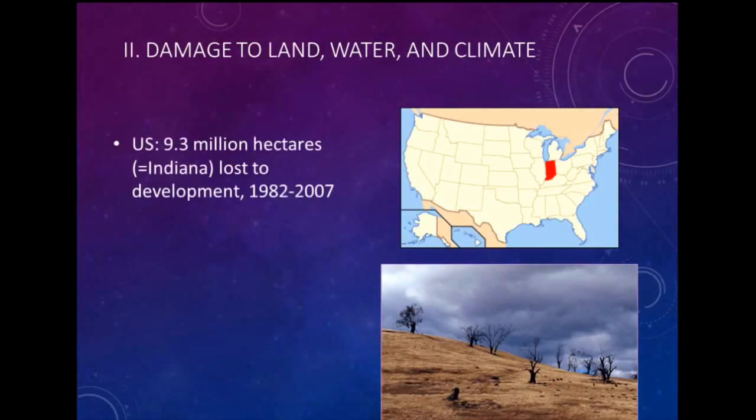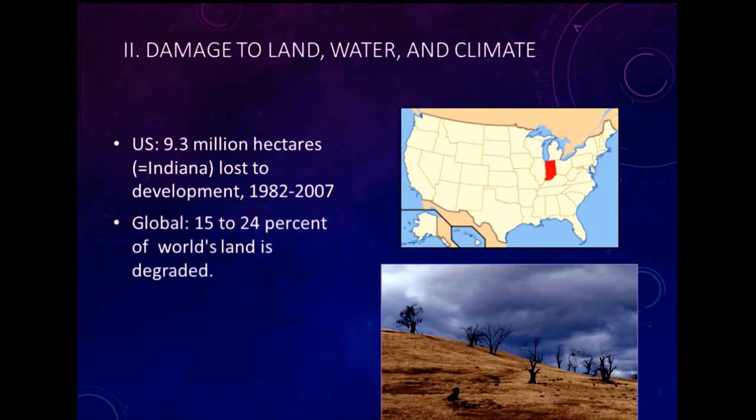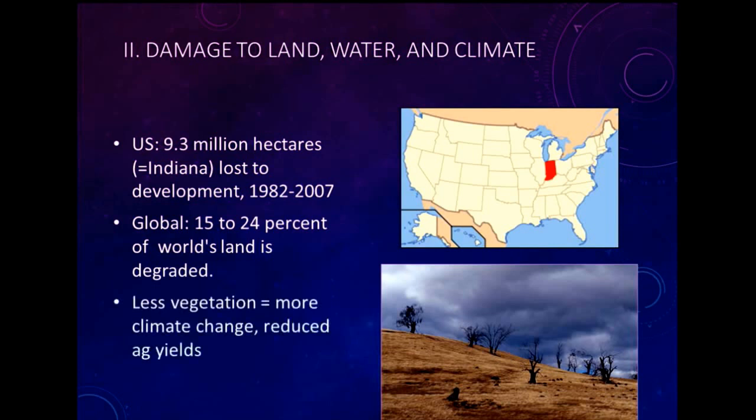So let's look beyond California now. Let's consider the United States and the world. If we look at land loss, in the United States, in just a 25-year period between 1982 and 2007, the United States lost 9 million hectares of prime farmland, or of agricultural land. And that area is equal in size to the area of the state of Indiana. There are not equivalent figures globally, but we can talk about degradation of land globally, and the Food and Agriculture Organization of the United Nations reports that between 15 and 24% of the world's land is degraded. Those are varying degrees of degradation, and of course that affects the amount of yields that you can get off of a hectare of land.